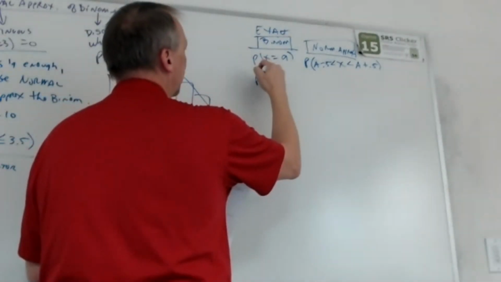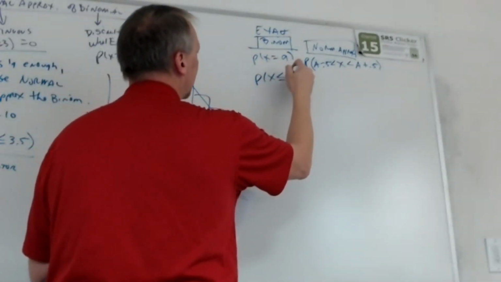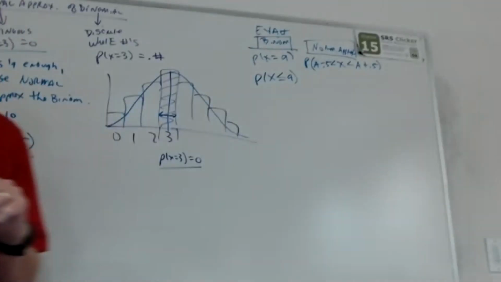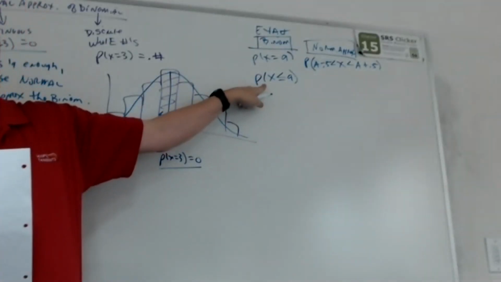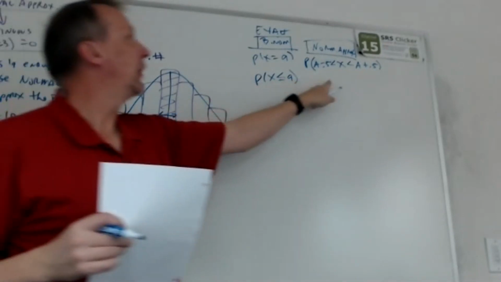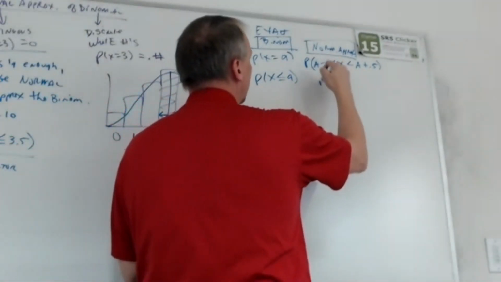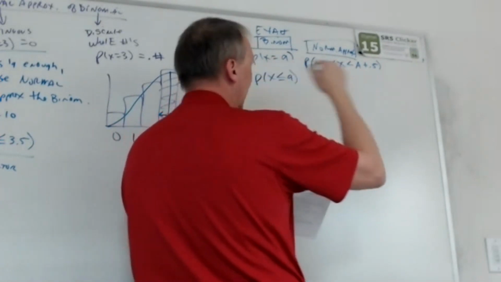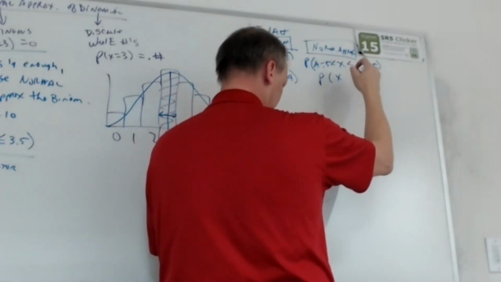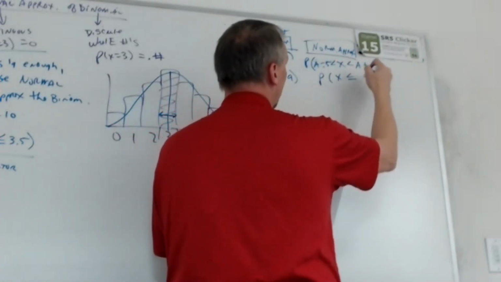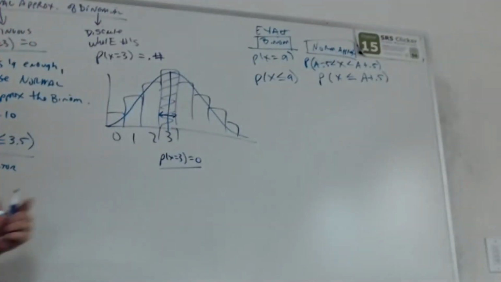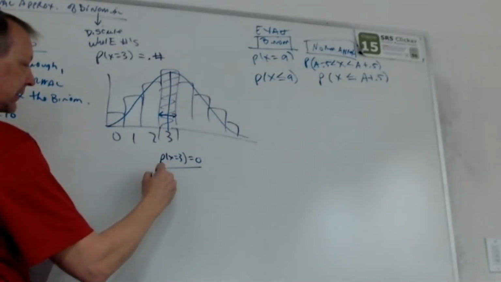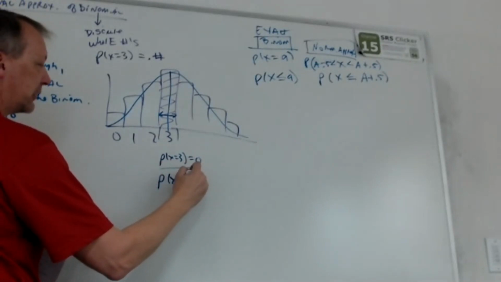If I have the probability that x is less than or equal to some value a. Okay, now this is a discrete distribution here, right? What we're going to do in this case is say we want the probability that x is less than or equal to a plus 0.5. So for example, let me go back to here. So I've got the probability that x is less than or equal to 3.